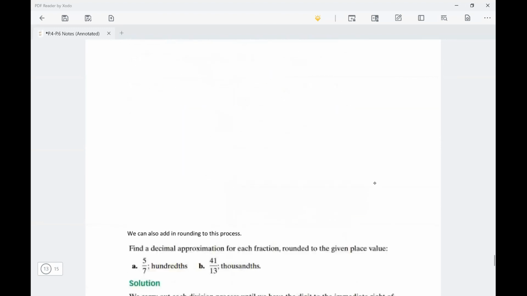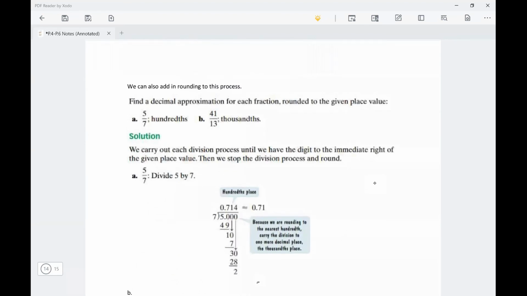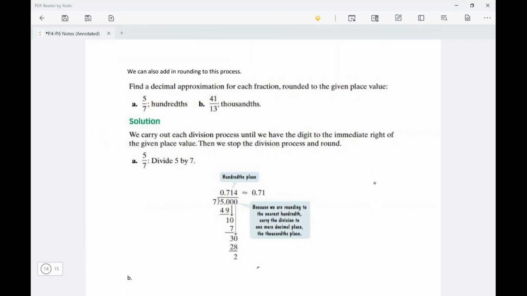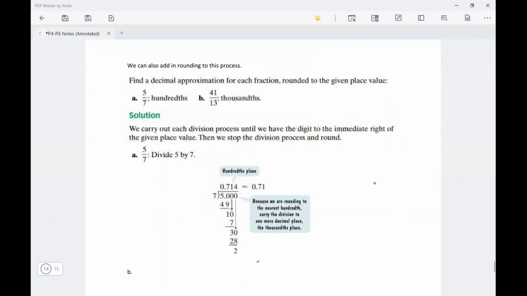Okay. So let's look at some other examples, right? So we're going to add rounding to this process. So we're going to do the same things we've already been doing, but we're going to round them this time. Right. So notice that we have 5/7. We're going to look at it in the hundredths place. That's what we're going to round to. So if we divide 5 by 7, you should get 0.714. And when we round that, it's going to be approximately equal to 0.71. Right. So how do they do that? Well, we look at our hundredths place. The number to the right is less than 5, so we round down.